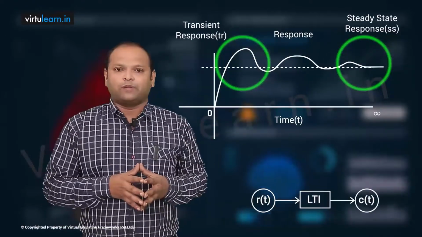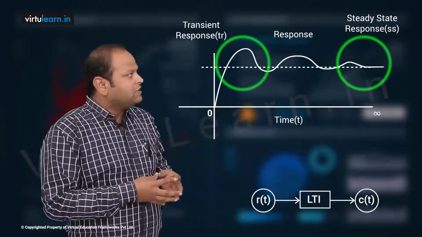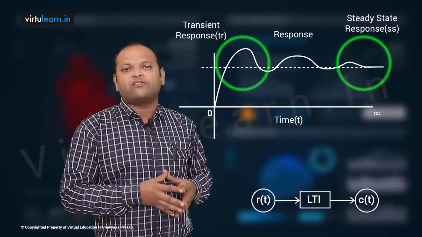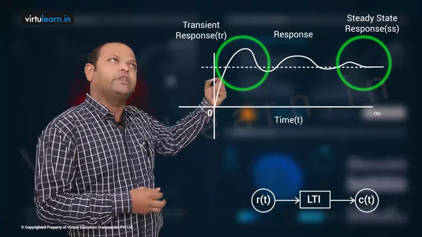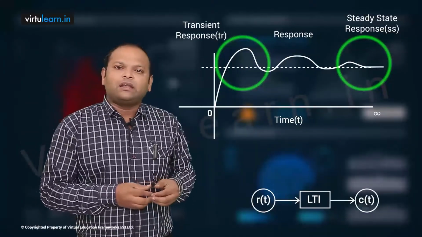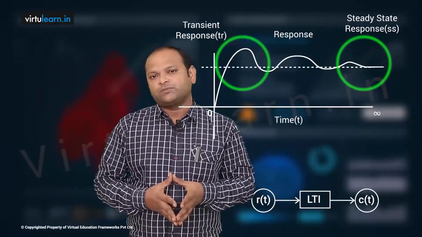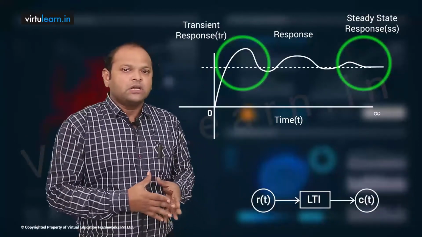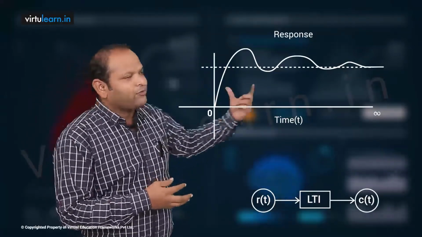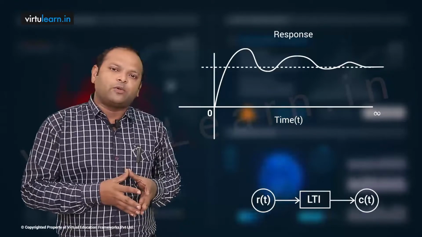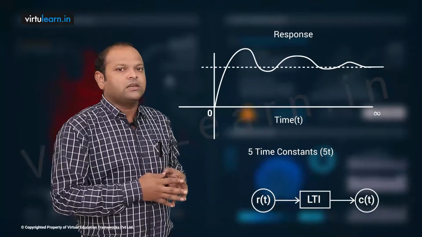Why are these transients coming? The moment you connect the input, due to the energy storage elements in the system, the response will not go to the steady state value immediately. So it will have its own oscillations, or it takes time to slowly reach the steady state value. Generally, the time constant is the parameter which decides what the transient response and the steady state response will be. Ideally we can say that the transient response exists until infinity, but practically we take up to 5 time constants.